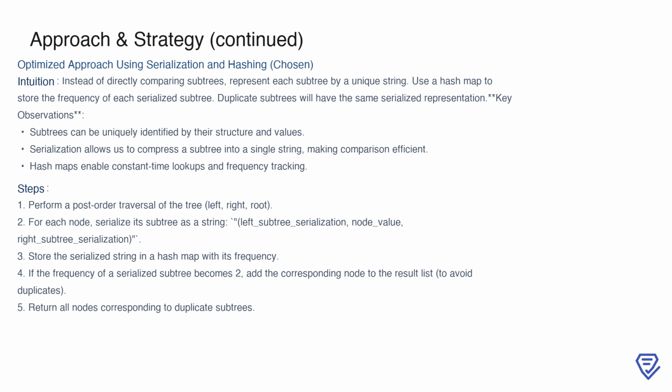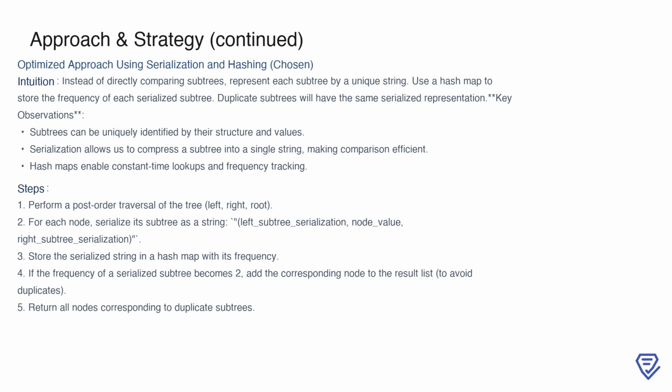This allows us to efficiently compare subtrees by comparing their serialized forms instead of their actual structures. Using a hash map, we can track the frequency of each serialized subtree, and any subtree that appears more than once is identified as a duplicate.